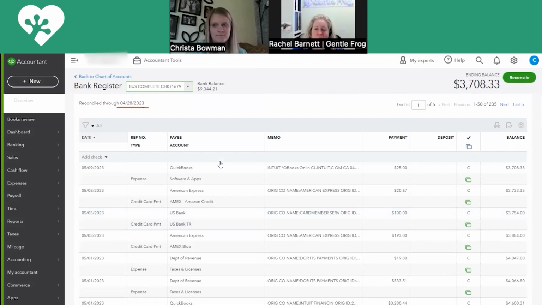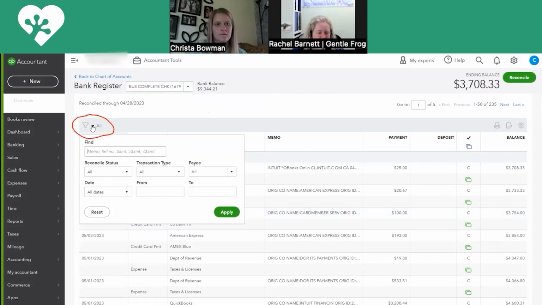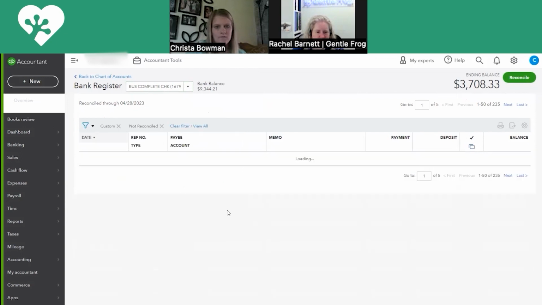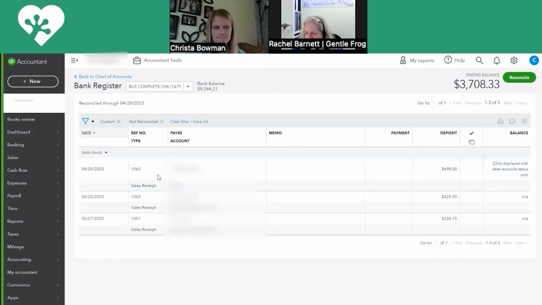So then we're going to say, well, QuickBooks, can you show me the stuff that is in the register that is not reconciled, not cleared? And QuickBooks will do that. So we'll click on the funnel on the left-hand side. We're going to say reconcile status not reconciled, and we're going to say through 4/28/23, and choose apply. So here we've got a list of things that are not reconciled. 1340 doesn't show. Oh, right. Yeah, 1340 wouldn't show up.